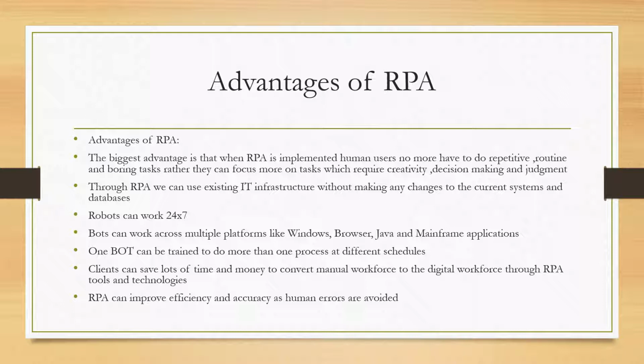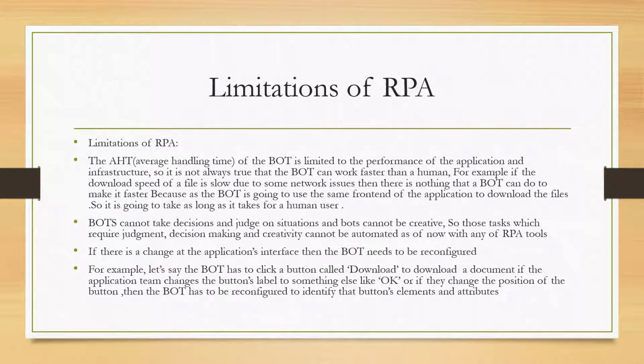Bots can work across multiple platforms like Windows, browser, Java, and mainframe applications. One bot can be trying to do more than one process at different schedules. So we have the schedules available in the control room. With the help of the schedules, we can schedule the developer bot. Clients can save lots of time and money by converting the manual workforce to a digital workforce. RPA can improve efficiency and accuracy as human errors are avoided.